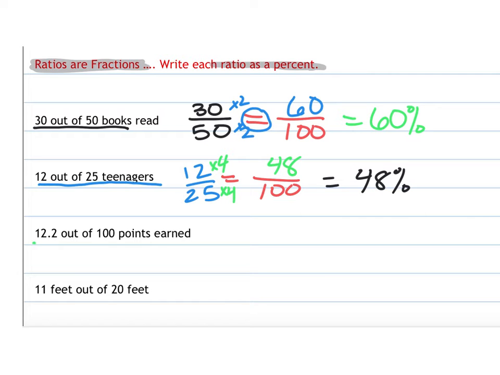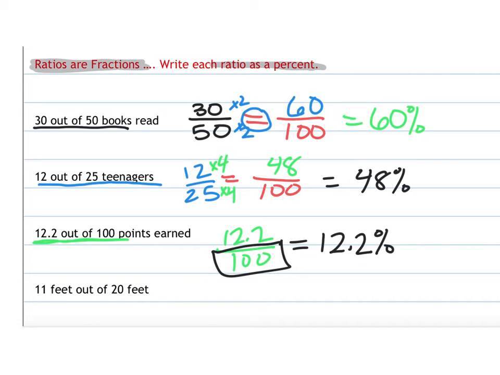On the bottom here, same thing. Even though it's a decimal, that means that we have 12.2 out of 100. Normally, we wouldn't write that as a fraction with a decimal included, but right away we can tell if it's per 100, this is the same as 12 2/10%. You drop that per 100 and write it as per 100 with a percent sign. Those are the same.